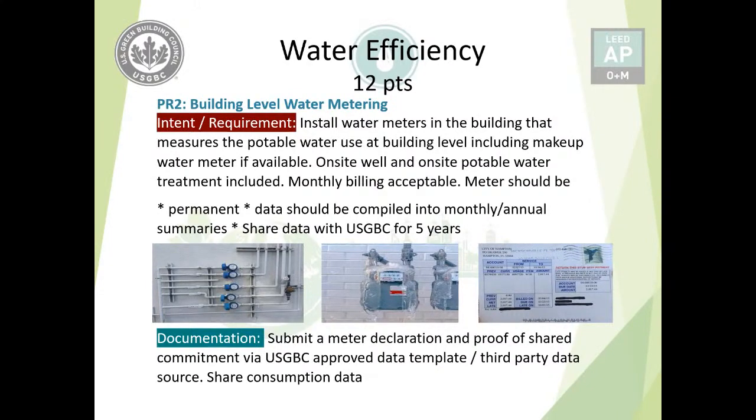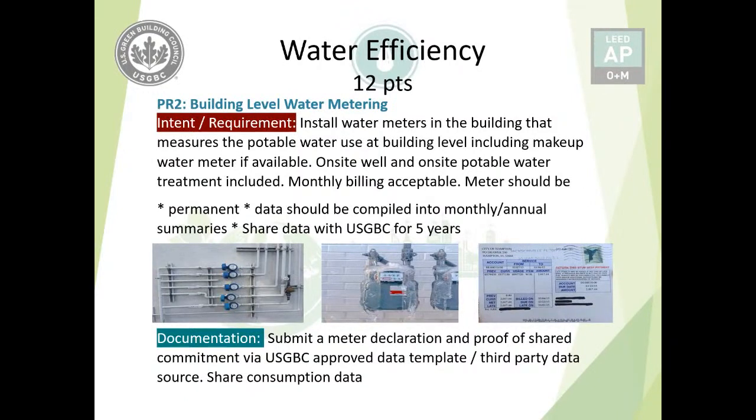And the meter should have some requirements or features: it should be permanent, and the data should be compiled into monthly and annual summaries. You receive a monthly bill, so you can compile the annual summary, which also may be used in prerequisite number one, option number two, where you can make a summary for the water use in the establishment period.